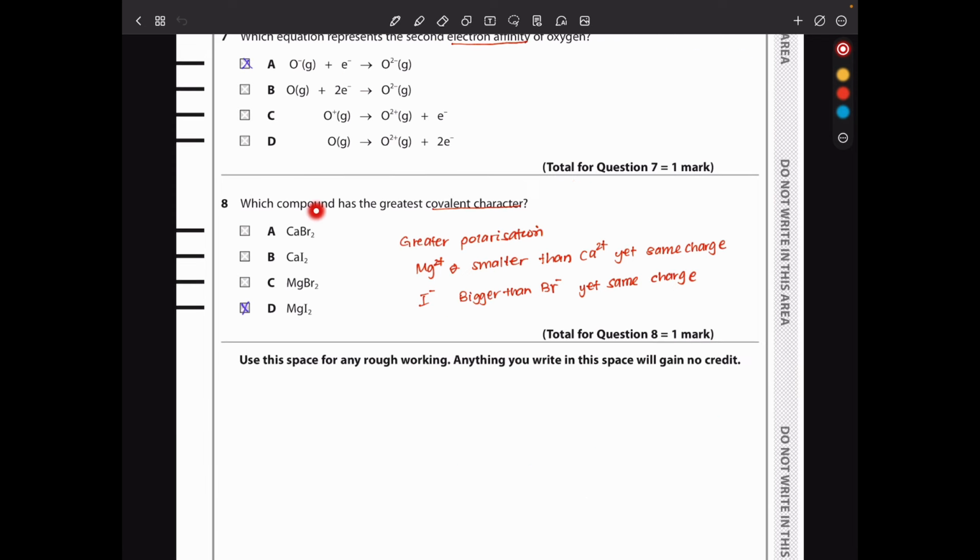In question 8, which compound has the greatest covalent character? This should be the metal ion, which is really small, highly charged, attached to a very big non-metal ion. So among the non-metal ions, iodine is going to be the biggest, and among the metal ions, magnesium is going to be the smallest. Since all the metal ions have the same charge, then magnesium iodide is going to be the answer.